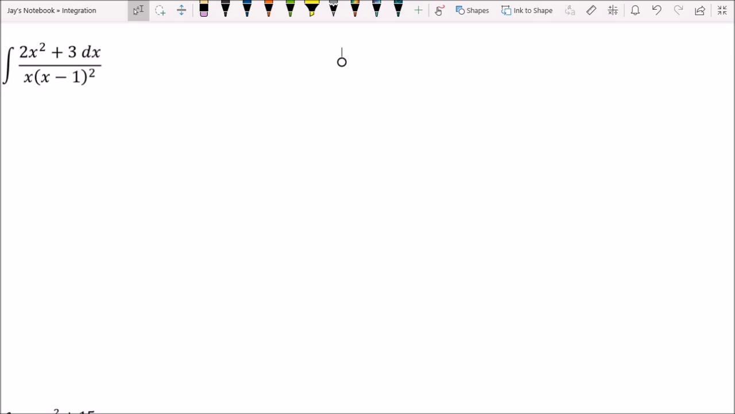So now how are we going to decompose this fraction? Since we know that the denominator is already factored with an exponent, for a factor with exponent, you need a partial fraction for each exponent from 1 up.